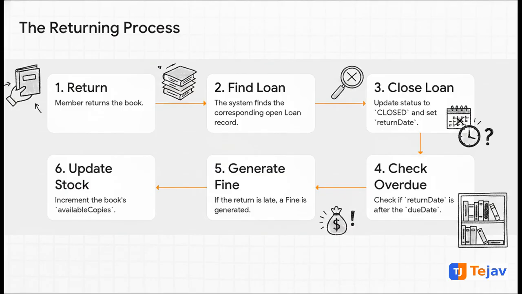The member brings the book back, the system finds their original loan, and marks it as closed. But here's the interesting part. The system checks, hey, was this returned after the due date? If the answer is yes, bam, that's the trigger to create a fine. And then, the final step, we add 1 back to the available copies count. The book is back on the digital shelf, ready for the next reader.